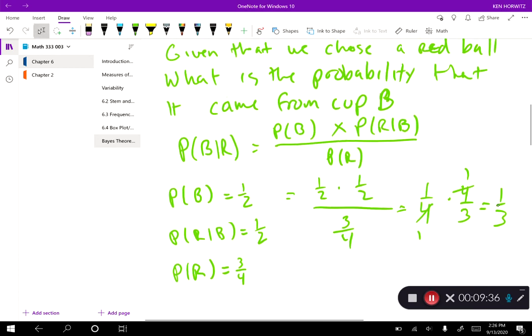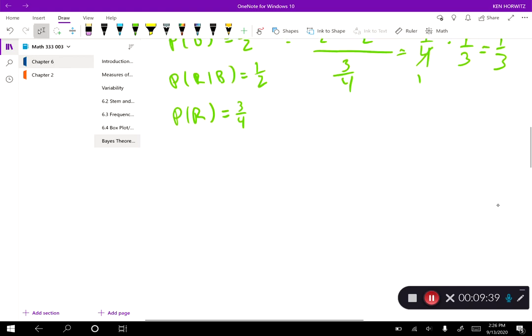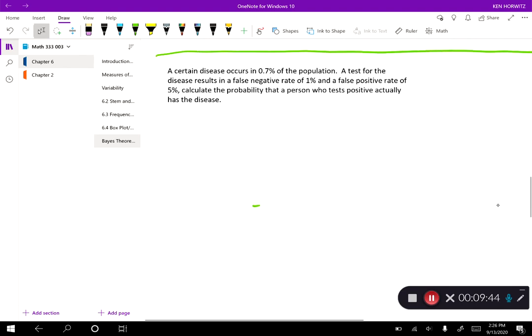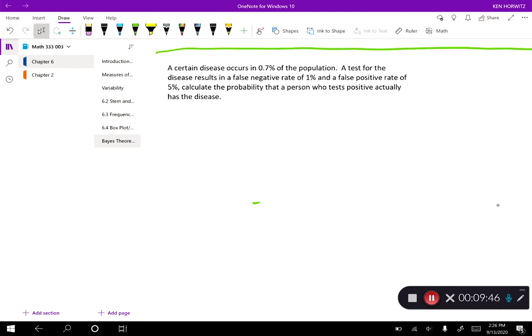So that is another way to do it. All right, so here is a fairly classic problem. I think it's fairly timely based on the situation we're in. A certain disease occurs in 7/10 of our population. If a test for the disease results in a false negative rate of 1%, and a false positive rate of 5%. Calculate the probability that a person who tests positive will actually have the disease.